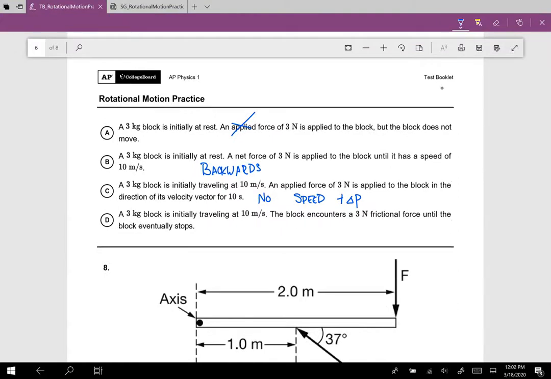So in this case, a block is traveling with positive momentum and then has a frictional force until it stops. So we have a negative force and a negative change in momentum. So this one looks like it is the most similar to what we were working with.